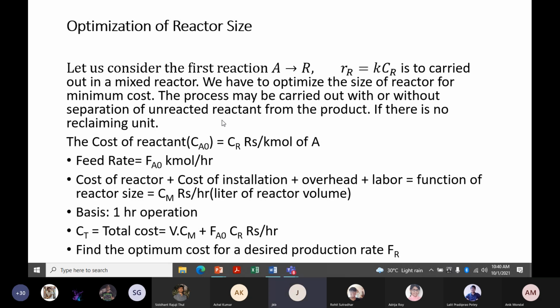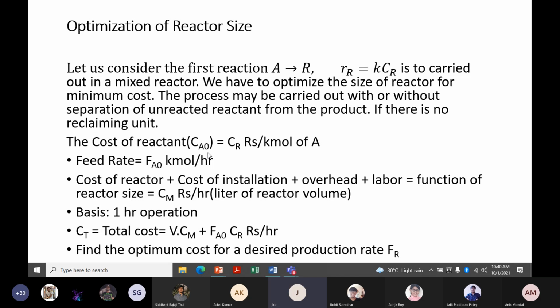So we have to find two different types of optimization cases, with separator and without separator. Let us consider the reactor without reclaiming unit or separator. Separator means, suppose you have two organic products, you can separate using distillation. You can separate with extraction, solvent extraction method, or absorption method. So any method can be used after the reactor.